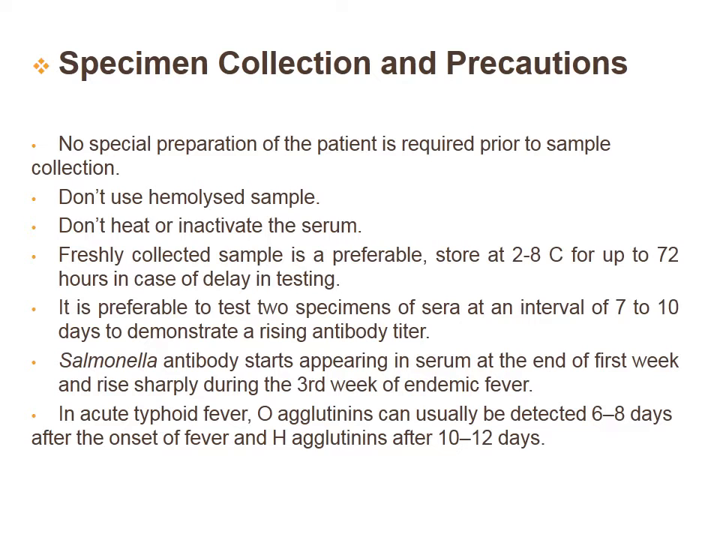Two specimens of serum are tested at an interval of 7 to 10 days to demonstrate a rising antibody titer. Salmonella antibody starts appearing in serum at the end of the first week and rises sharply during the third week of enteric fever. In acute typhoid fever, O agglutinins can usually be detected 6 to 8 days after the onset of fever, and H agglutinins after 10 to 12 days.